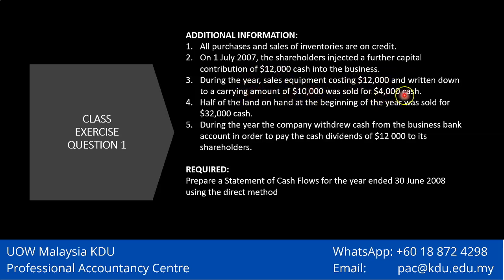During the year, sales equipment costing 12,000 and written down to a carrying amount of 10,000 was sold for 4,000 cash. So what we are concerned with here is the cash proceeds because this affects our cash flow.